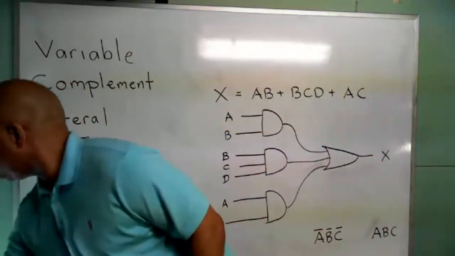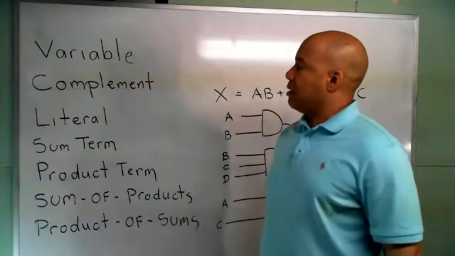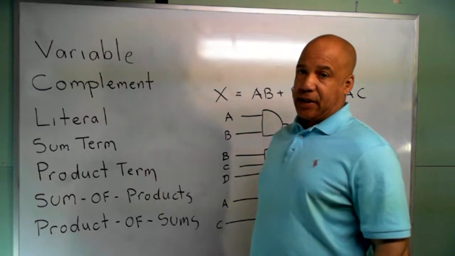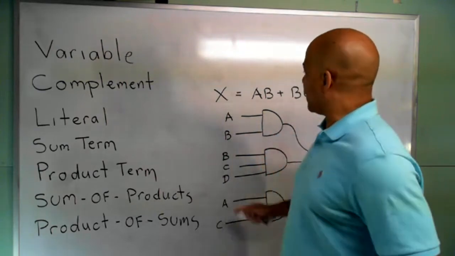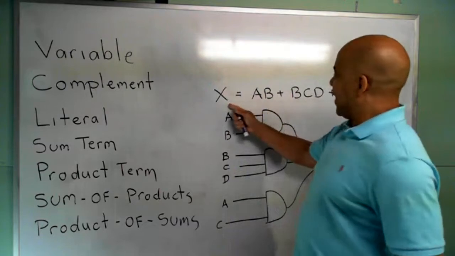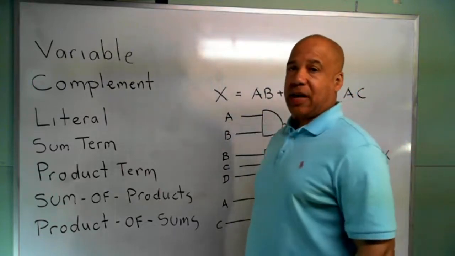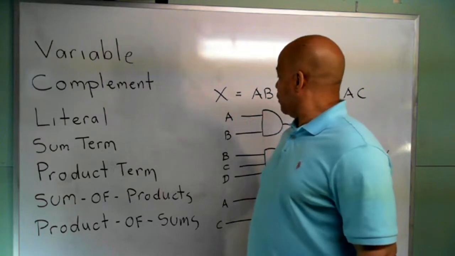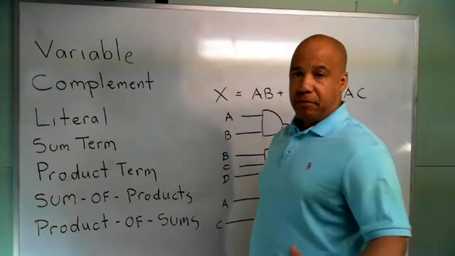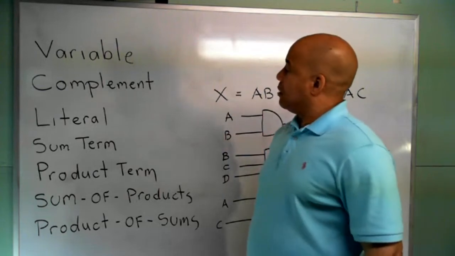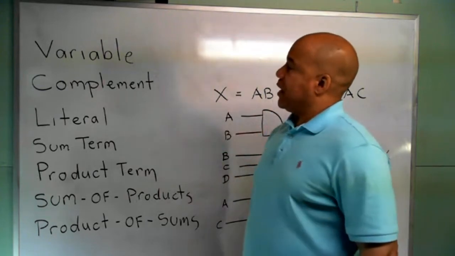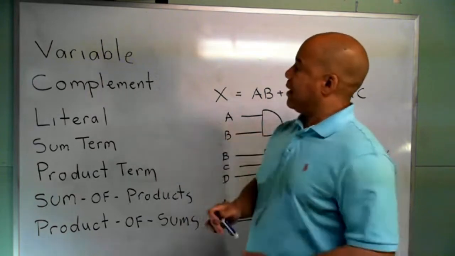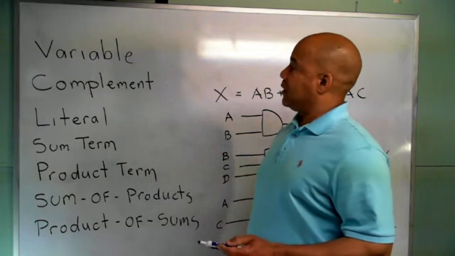A literal is just a letter of the alphabet used to represent either the input or output of a logic gate. So we've already used literals. We used, for example, the A, B, the X, those are literals. So a literal is just a letter of the alphabet used to represent the input or output of a logic function. A variable is a literal with no complement or no bar over it. A complement is a variable that has a bar over it.